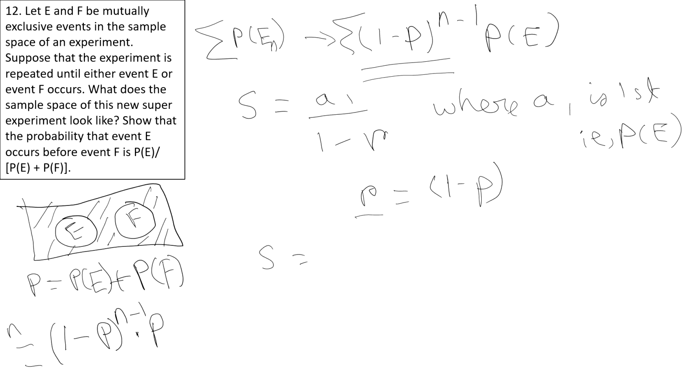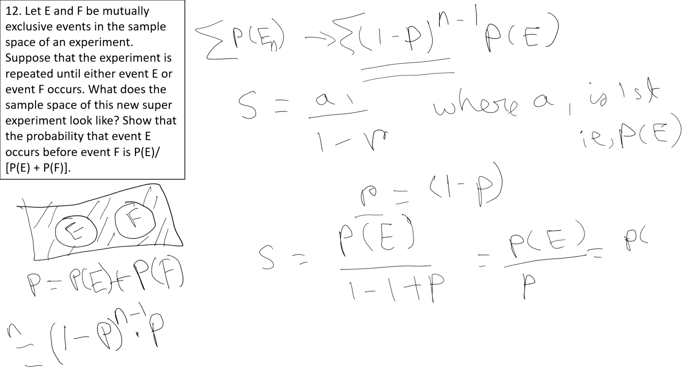So S is equal to a1, that is PE, by 1 minus 1 plus p, meaning minus into minus is plus, so this will be PE by p, which equals PE by PE plus PF.